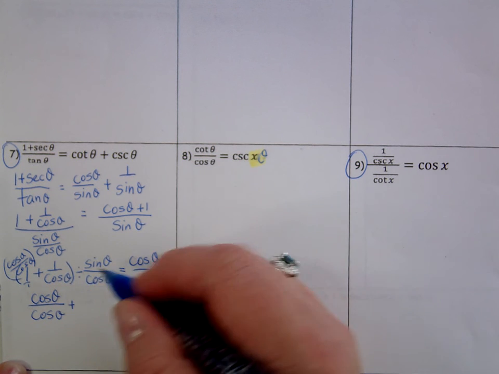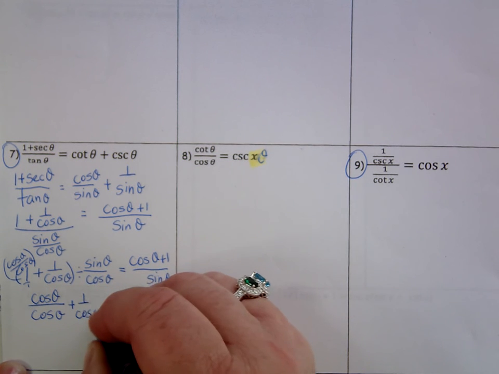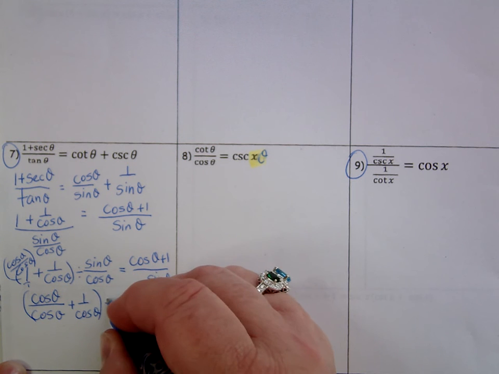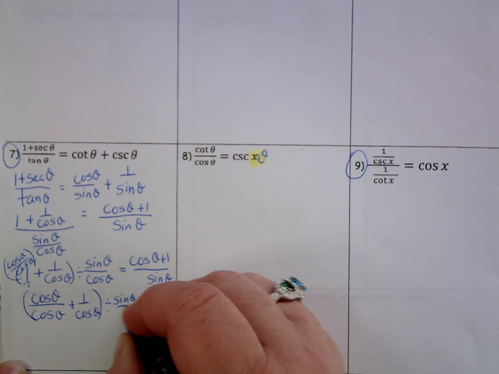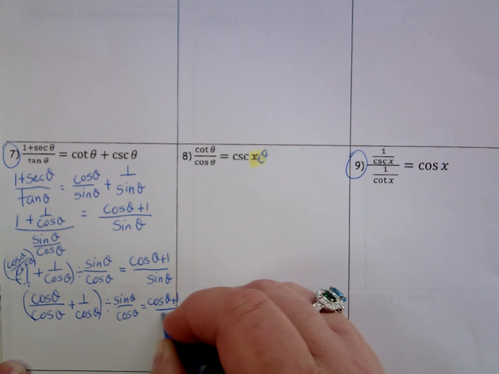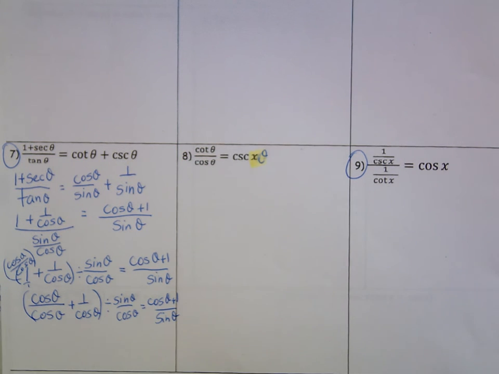Plus 1 over cosine. And I'll keep it divided by for now. Sine over cosine is supposed to equal cosine of theta plus 1 over sine of theta. Do you really need to write this every time? And the answer is yes! You're trying to do a proof. You're trying to prove something, so you've got to show each time that you're trying to make it equal to the other side.